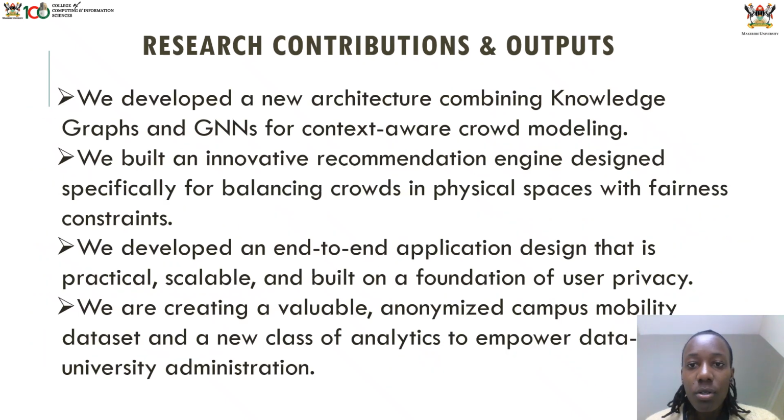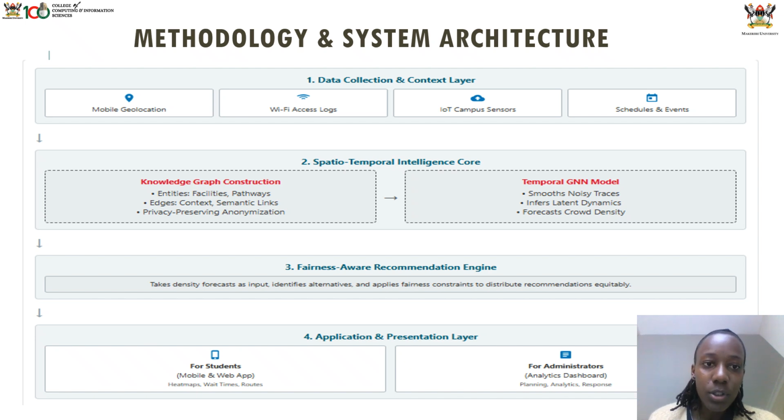Then our research contributions and outputs: we were able to develop a new architecture that combines knowledge graphs and graph neural networks for context-aware crowd modeling. And we built an innovative recommendation engine designed specifically for balancing crowds in physical spaces with fairness. And we're able to develop an end-to-end application design that is practical, scalable, and built on a foundation of user privacy. We are creating a new valuable anonymized campus mobility dataset, and a new class of analytics to empower data-driven university administration.